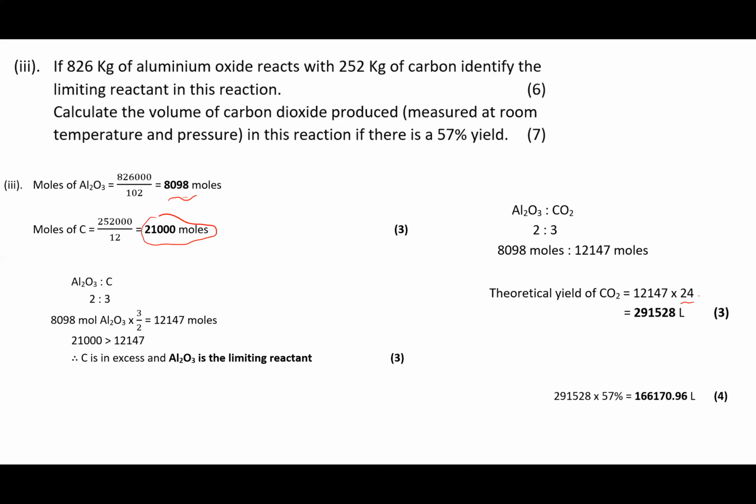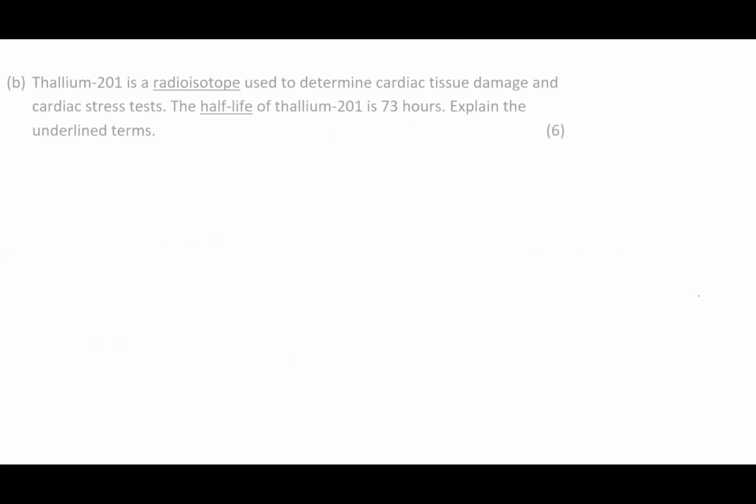291,528 liters. It's 57% yield, so 291,528 by 57% is 166,170.96 liters, and thereabouts, in and around that value will give you the marks there. So 3 for getting the theoretical yield and 4 for getting your final answer, for a total of 13 marks there. Okay, on to part B.